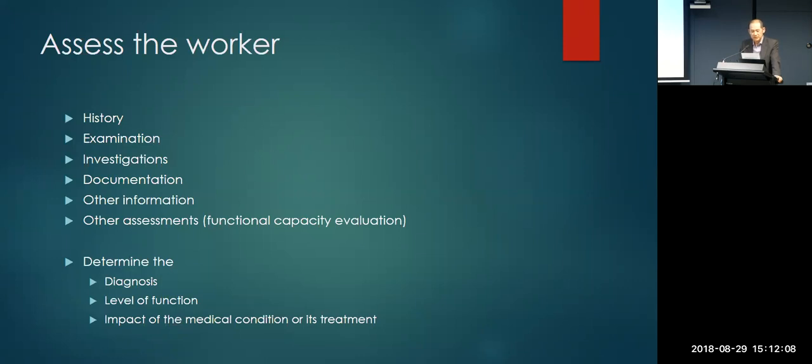After we do that, we want to get further information about the injured worker. We do investigations. But on top of that, there's other information that may provide you with some information about their work capacity. So documentation, I'm referring to medical reports from specialists. There are also other reports which can come from treating physiotherapists, occupational rehabilitation providers, and functional capacity evaluations, which give you a very good idea about their level of function but are quite time consuming. And not many people get them due to their cost and the time involved.